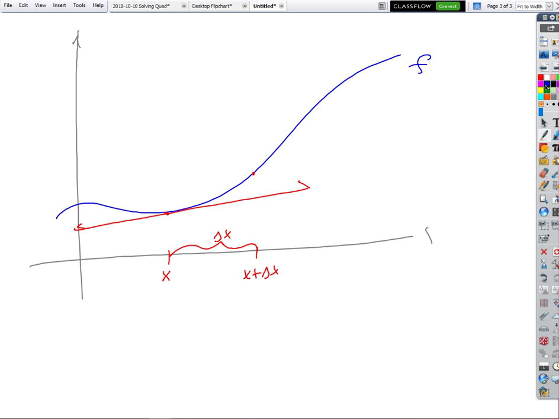I was just curious if you'd ever heard the term secant line before. No? Okay, so we haven't. So here's what a secant line is. A secant line is a line that connects two points locally.